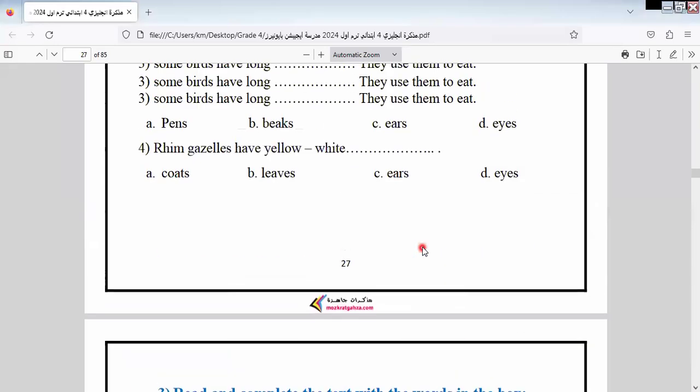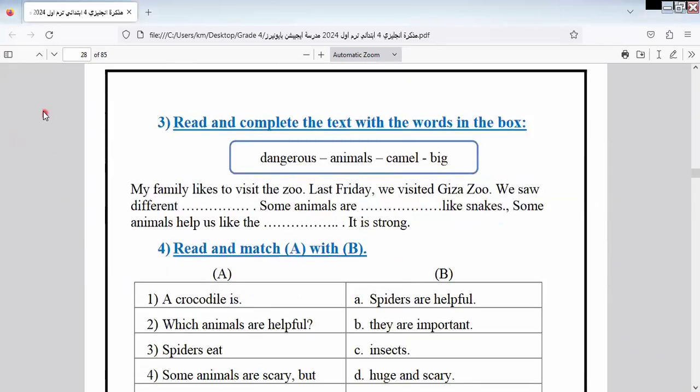Here we have answer this one. I will go to another one here. Here we have: my family likes to visit the zoo. Last Friday we visited Giza Zoo. We saw different animals. In the zoo, as we go to the zoo, we see different animals. It's by logic, without thinking. Some animals are dangerous. Here it is "are dangerous".